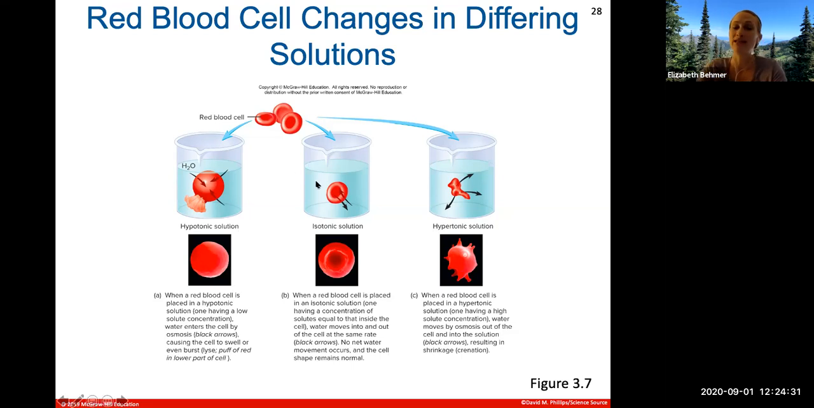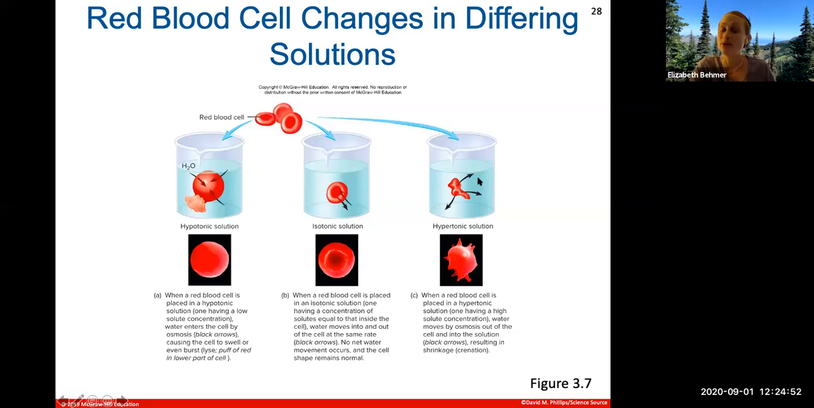If we put our red blood cells into an isotonic solution, we're putting them into a solution where there's an equal concentration of solutes, whatever they may be, inside the cell and outside the cell. So water will freely move into and out of the cell, but not only in one direction. So that's an isotonic solution.